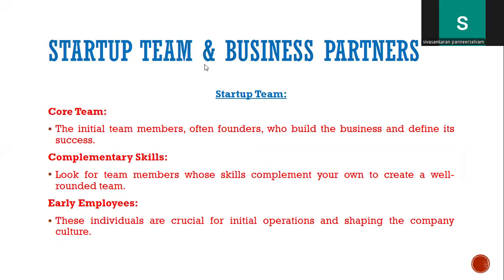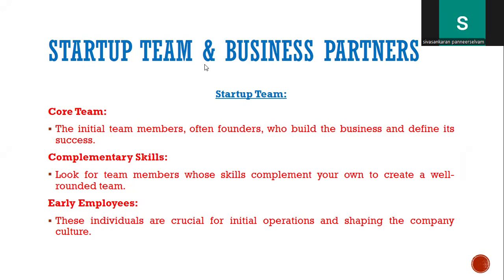So the next concept we are going to discuss is the startup team and business partners. Under the business model canvas, we are going to discuss what we mean by a startup team and who the business partners for the startup team are. The startup team comprises the following things. Core team. The core team is nothing but the initial team members, often considered to be the founders, who built the business and defined the success for the startup.